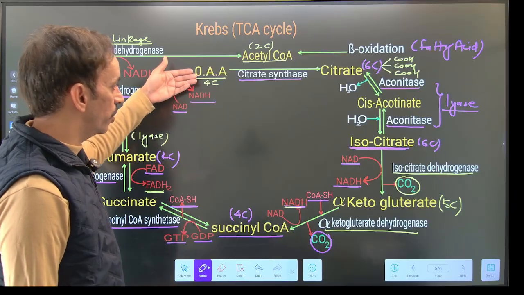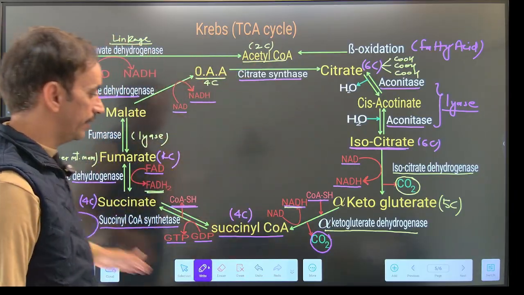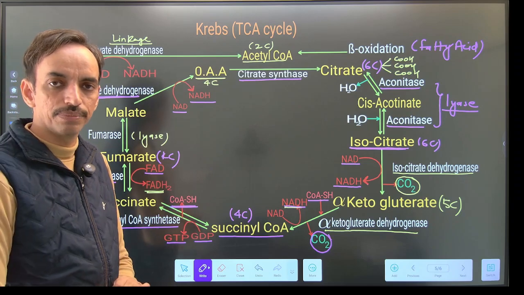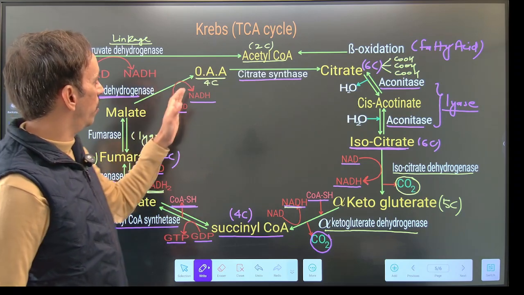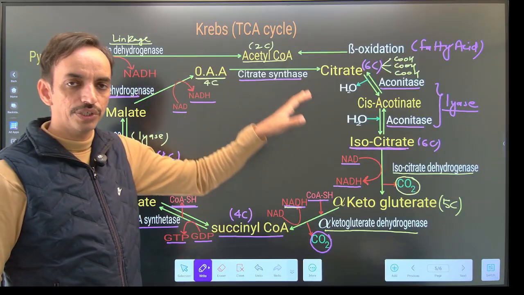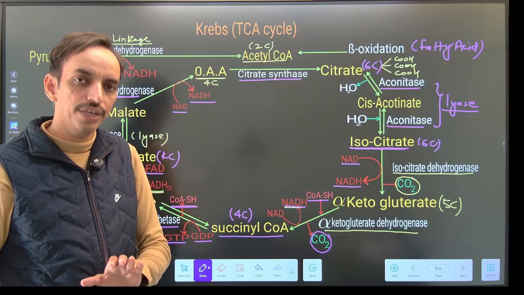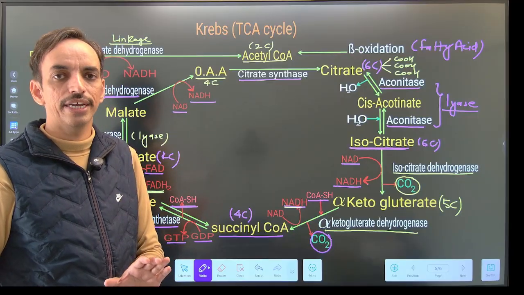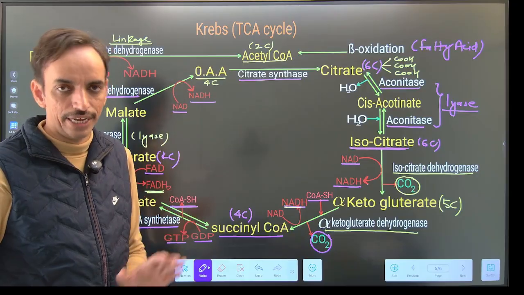Next round के लिए फिर से oxaloacetic acid अवेलेबल है, acetyl coenzyme A से जुड़ेगा, and then there is a repetition of this particular cycle. So in this way there is a further oxidation of pyruvate which occurs under aerobic condition in mitochondria through a cycle which is called the TCA, or the citric acid, or the Krebs cycle.